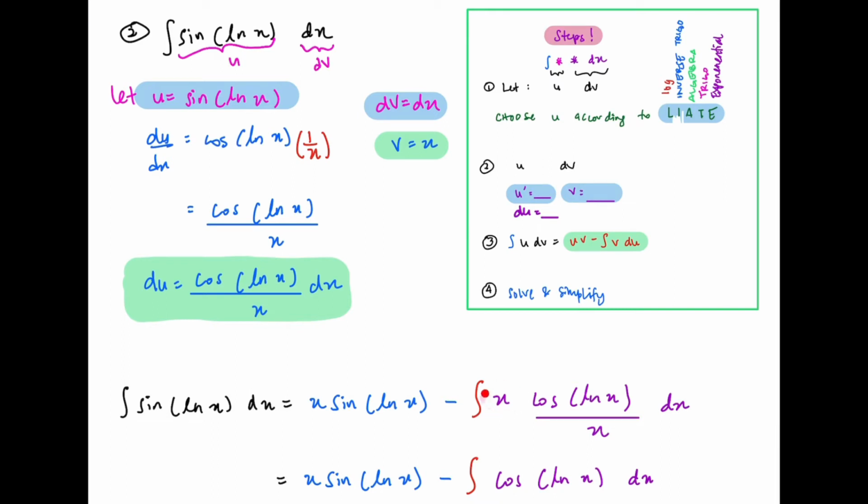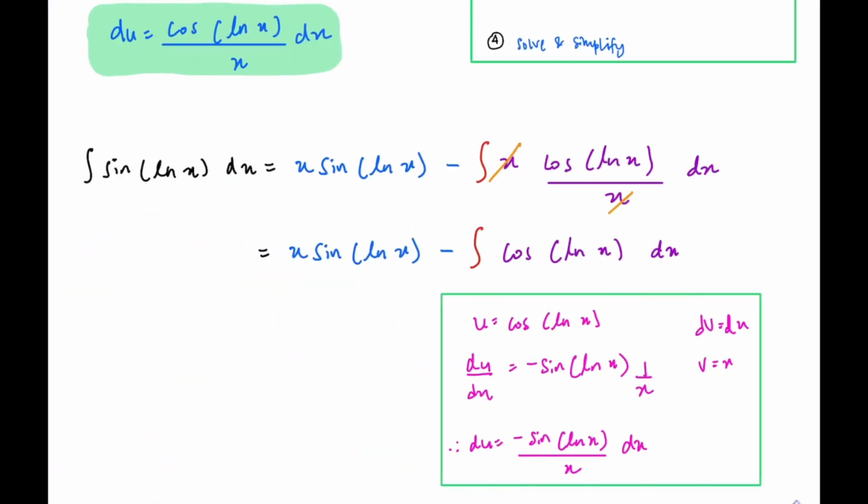You can see that you have a common term. Let us cancel out, so you are left with integrate cos of ln x dx. Again, you need to use IBP. Since this is the only function, let's name this as your u, and the rest of this should be your dv. So let's do this. Let u equal cos of ln x, while your dv is equal to dx.